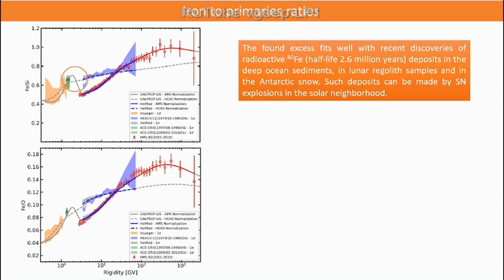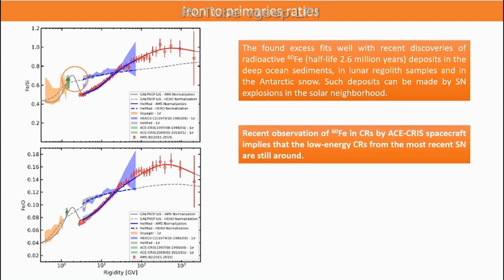deposits in ocean sediments, lunar regoliths, and many other observations. Such deposits can be made basically by supernova explosions in the solar neighborhood. And in fact, recent observation of iron-60 by the ACE-CRIS spacecraft implies that these low energy cosmic rays from the most recent supernova could still be around.